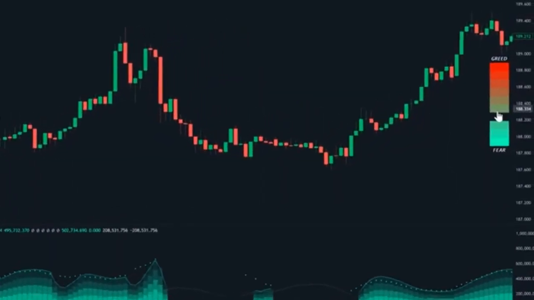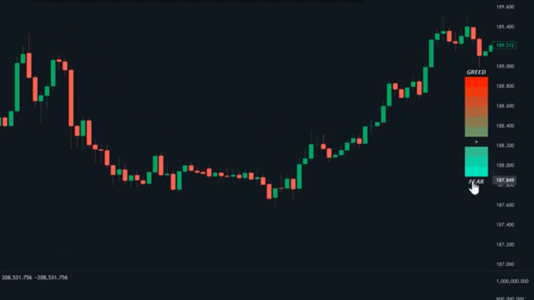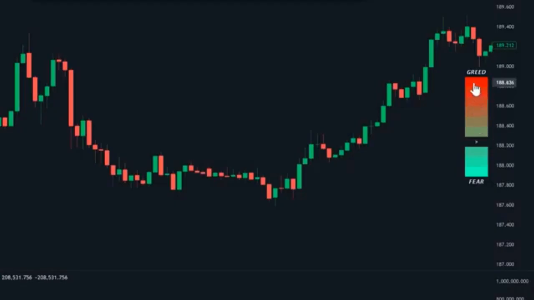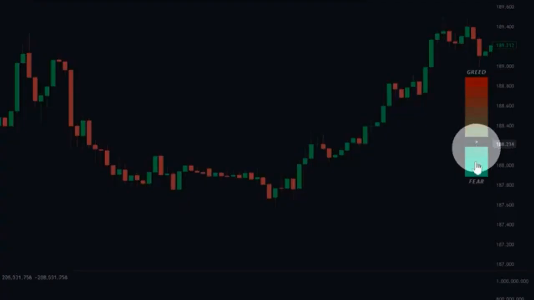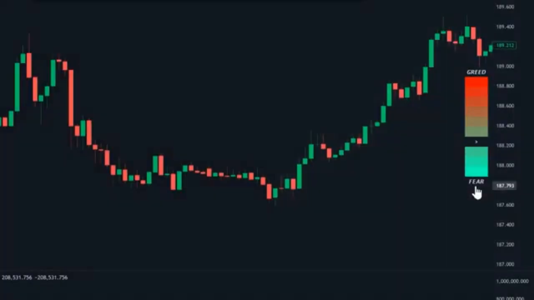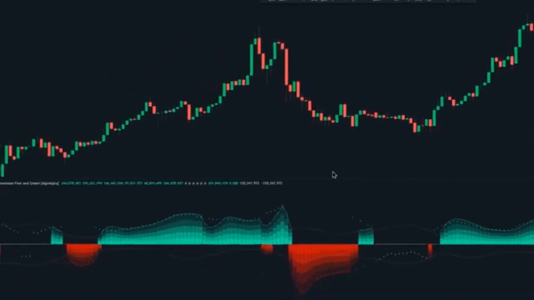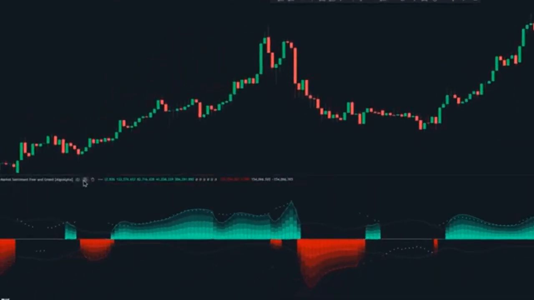This indicator also includes a sentiment gauge, which can be used to assess the level of greed or fear in the market. Remember, fear corresponds to bearishness, and greed corresponds to bullishness. Whenever the arrow on the gauge is near the top, it indicates increased greed in the market, suggesting that people are buying specific assets, which can push prices higher. Conversely, whenever the arrow drops towards the bottom, it indicates increased fear in the market, meaning people are selling off specific assets, which may cause the price to go down.